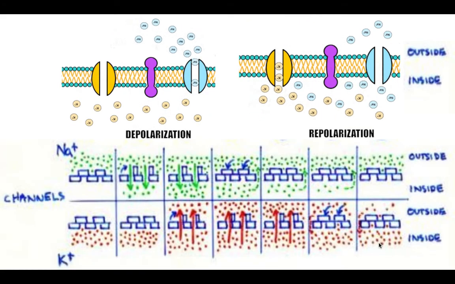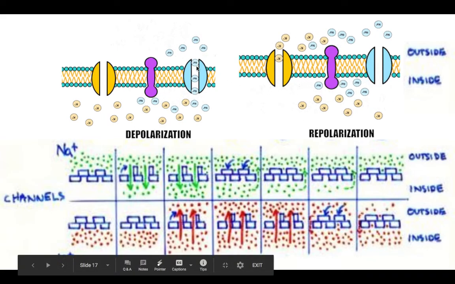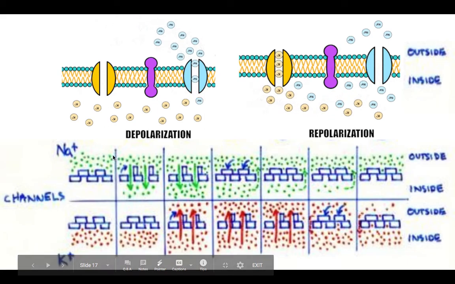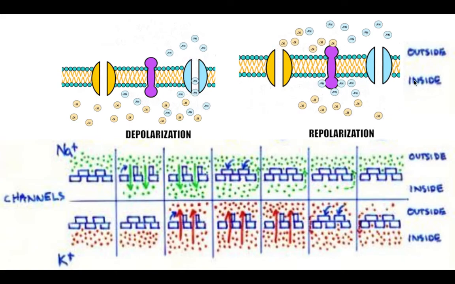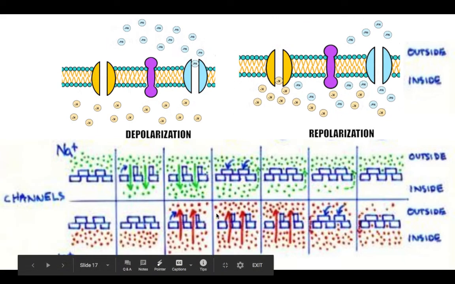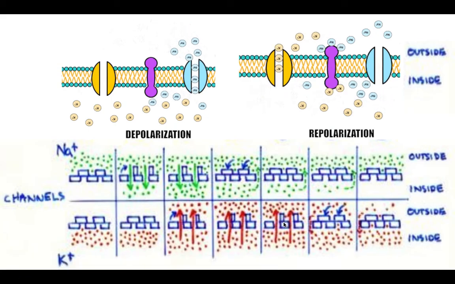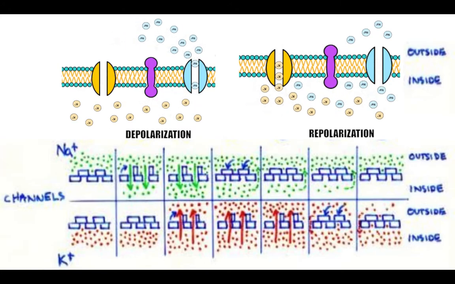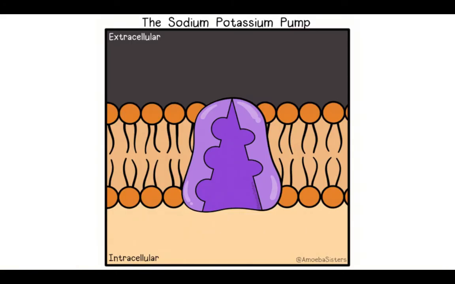I would recommend that you pause the video at this point and just compare depolarization on the left, which is also shown in the top panel in green here, and compare that against repolarization on the right, which is also shown in the bottom red panel down here. And just make sure that you know in your own mind how you can tell whether an axon is depolarized or when it's repolarized.